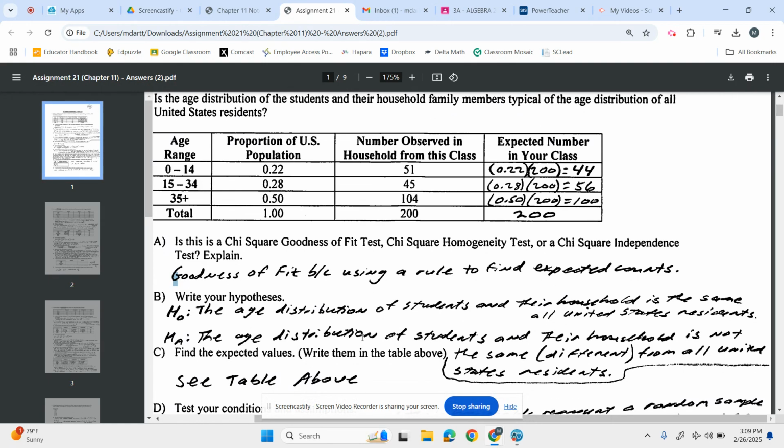All right, so now we need to calculate the expected counts. Now, this is where your rules come into play, 0.22, 0.28, 0.5. We're going to take each of these and multiply it by the total number of participants, which in this case was 200. That's your sample size. So 0.22 times 200, I got 44. 0.28 times 200, I got 56. 0.5 times 200, I got 100. And if you add these up, it should equal 200. These two things should equal the same thing right here, which they do.